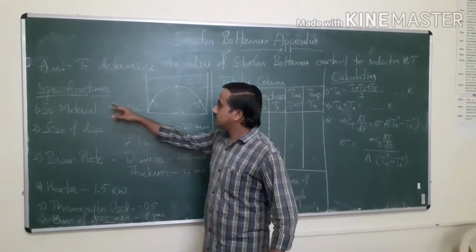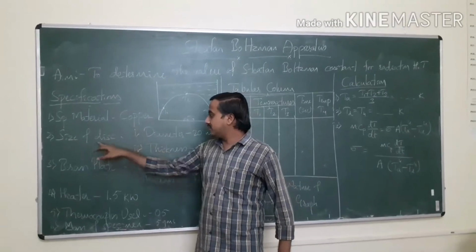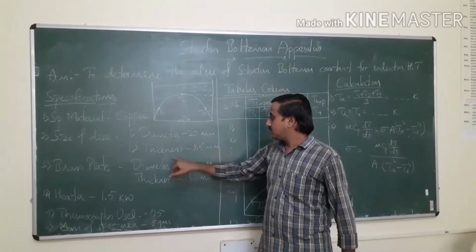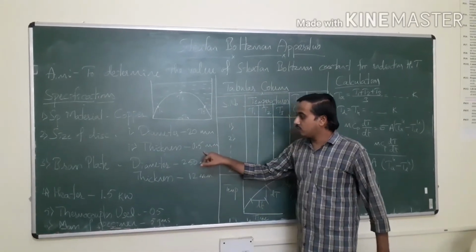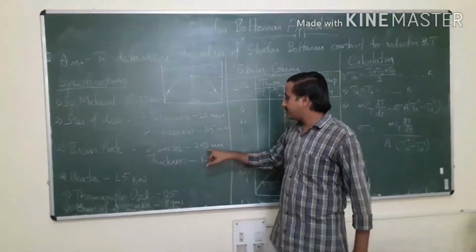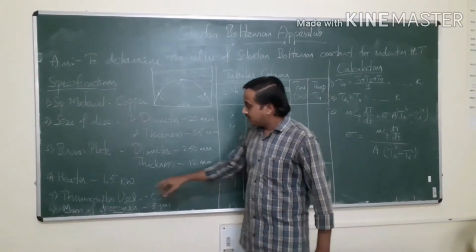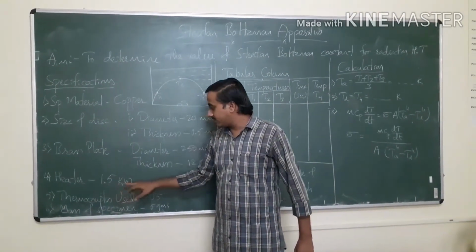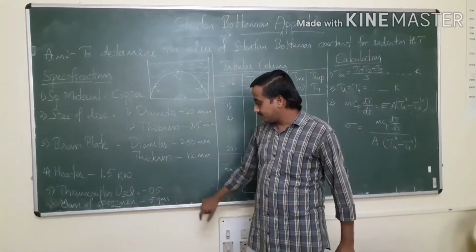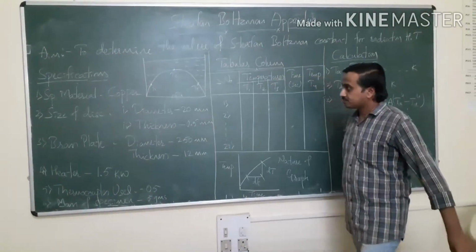The specifications are as follows. The specimen material is copper. The size of the disc that is used: we have a diameter of 20 mm and the thickness of the disc is 0.5 mm. The brass plate has a diameter of 250 mm and a thickness of 12 mm. The heater capacity is 1.5 kW. The total number of thermocouples used is 5. The mass of this specimen is 5 grams.